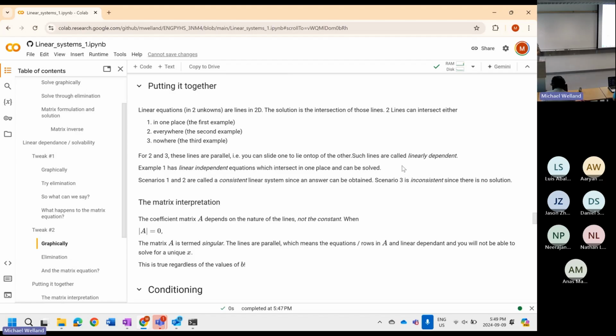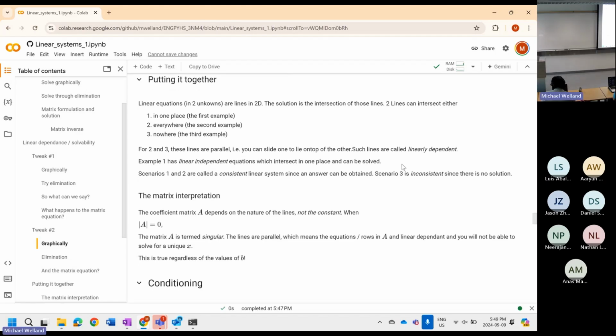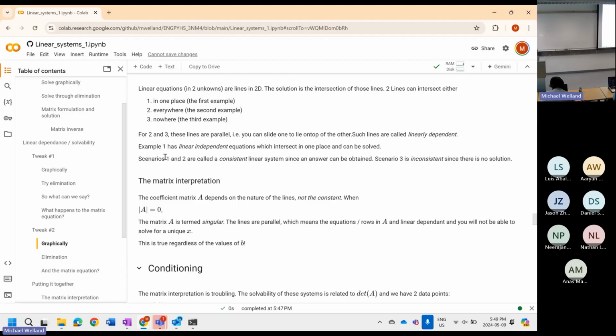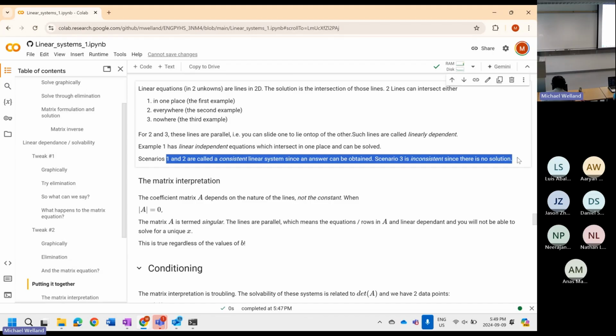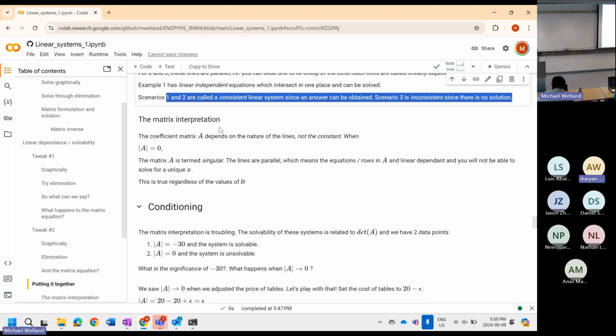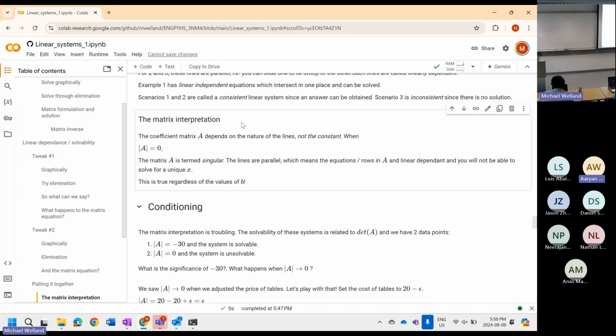Example 1 is linearly independent, only intersecting in one place, and it can be solved. So scenarios 1 and 2 are solvable, in that they do have a solution. Scenario 2 has all solutions, but it is still technically a solution. So those are called consistent. And the other one is inconsistent because there are 0 solutions. What that means for the coefficient matrix is, first of all, that A depends on the nature of the lines.